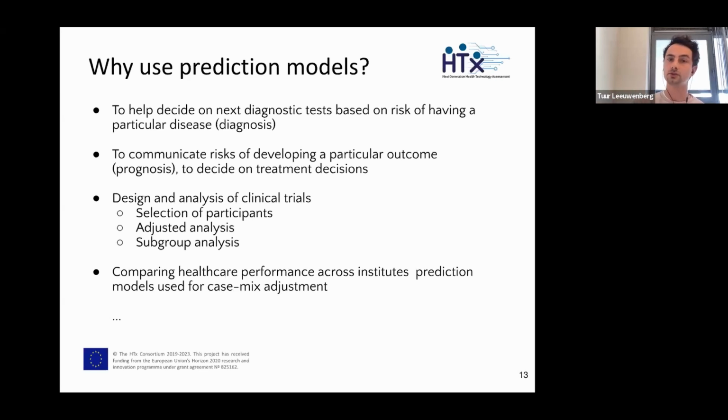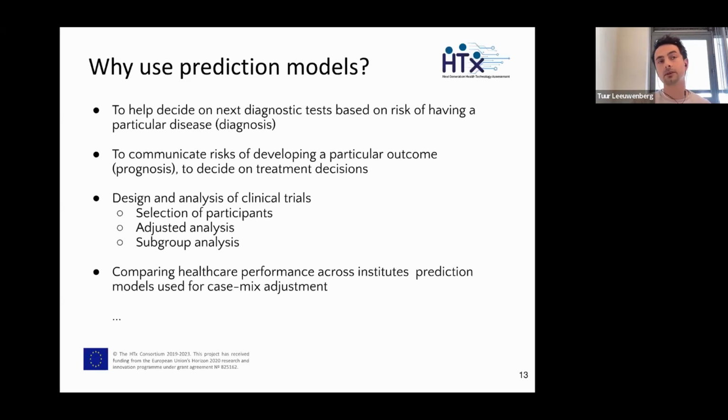Another one is to communicate about risk. If you come to a doctor and you have been diagnosed, then you would like to know what is likely going to happen to me, what is my prognosis. So that's another reason why you'd want to have these models, so that you can get a picture of what are the risks, what is coming. And this may also sometimes help in treatment decisions.